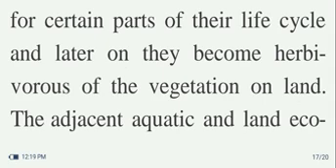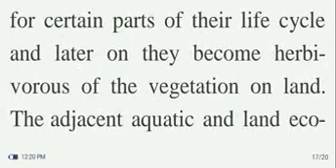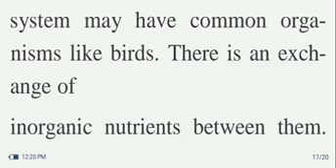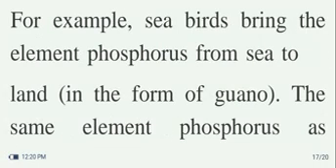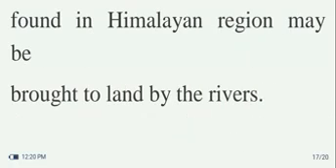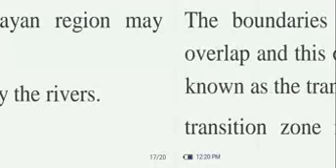The adjacent aquatic and land ecosystems may share common organisms like birds. There is an exchange of inorganic nutrients between them. For example, seabirds bring the element phosphorus from sea to land in the form of guano. The same element phosphorus, as found in the Himalayan region, may be brought to land by the rivers.